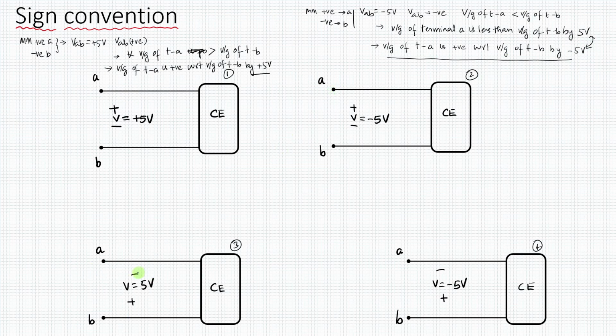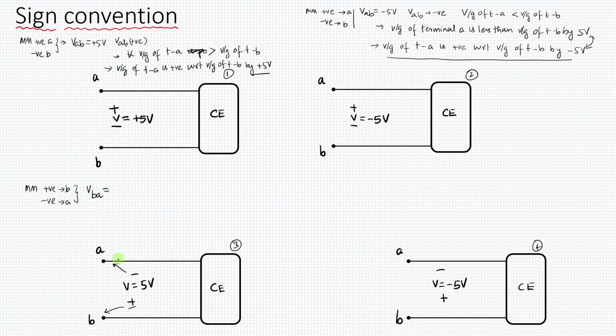Let us take the third scenario. You can see that multimeter positive is connected to B and multimeter negative is connected to A. So I'll write down that. Multimeter positive is connected to B and multimeter negative is connected to A. So what voltage are you trying to measure? You are trying to measure the voltage VBA.